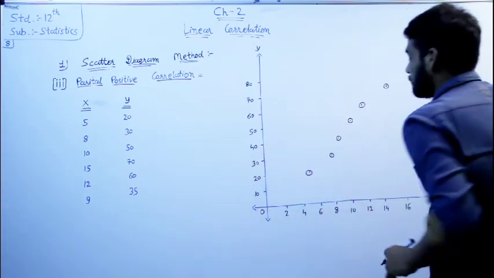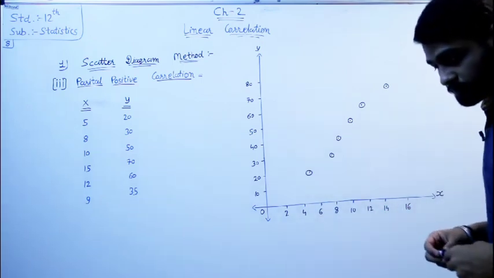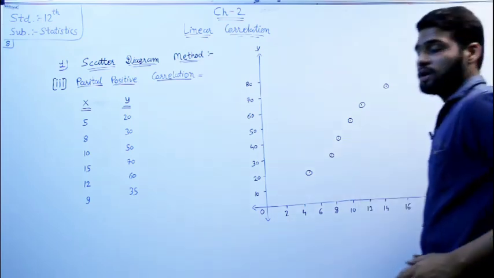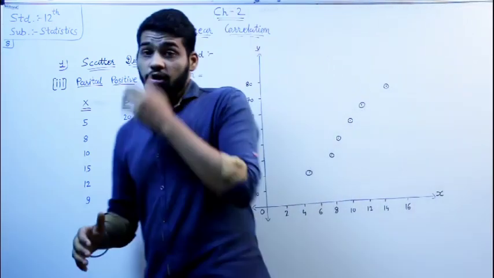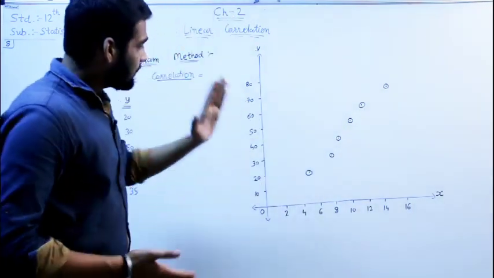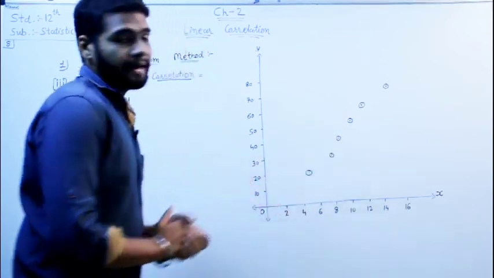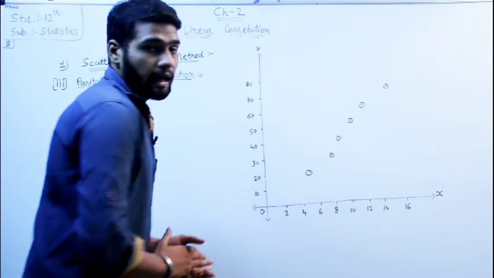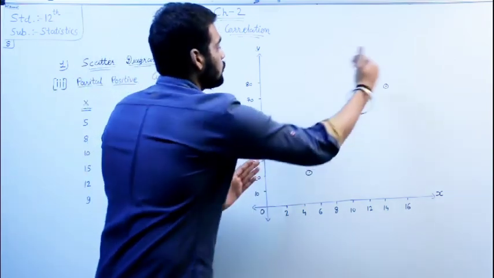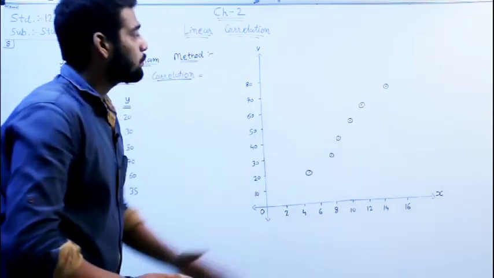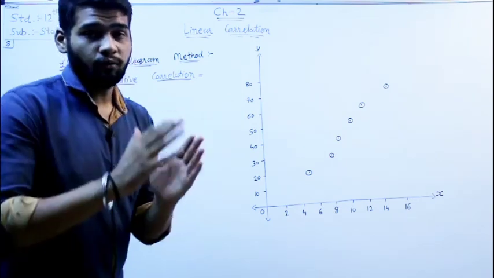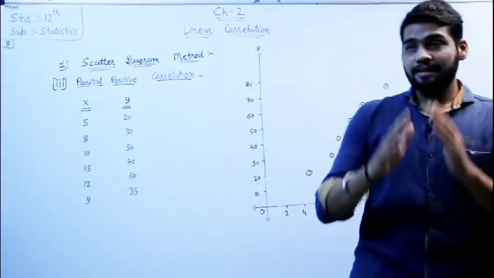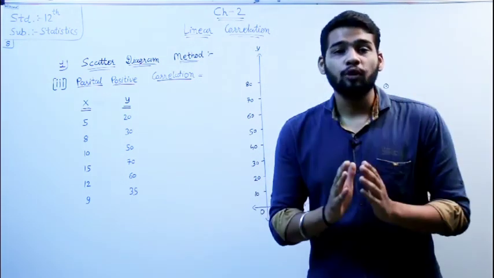Okay, so now we can say that this graph shows partial positive correlation. Why? Because now the line we draw here, what is its direction? First of all, this line's direction is upward from left to right hand side, but all the points are not in one line, that means it is called partial positive correlation.